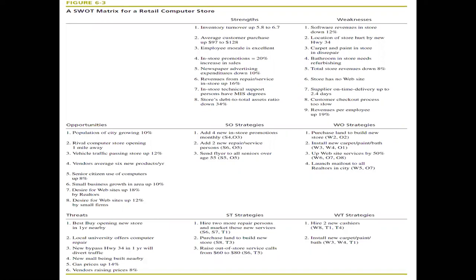Okay. So let's look at the WT strategies. And in case of WT, let's talk about the second WT strategy. In the second WT strategy, we are taking W3 and W4, these 2 weaknesses, and T1 as our threat. So W3 is carpet and paint in store in disrepair, and W4 is bathroom in store needs refurbishing, and the T1 is Best Buy opening new store in 1 year nearby. So what we can do is install new carpet, paint, and bath.